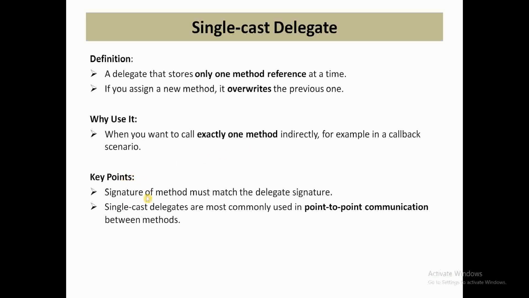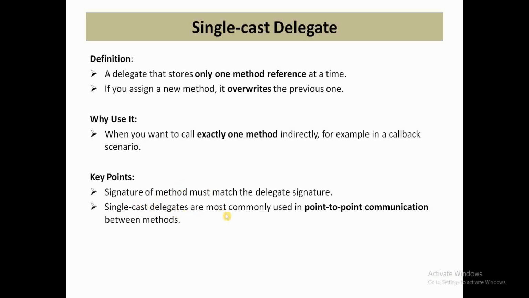Here are some key points. Its signature of method must match the delegate signature. So it is a must if we want to use the single cast delegate that the method signature and the delegate signature should match. First we have to initialize, means put the delegate definition where we have return type plus parameters, that should match the method signature. Method signature means return type plus parameters. So this is a must, that we have to match the signatures of the delegate.